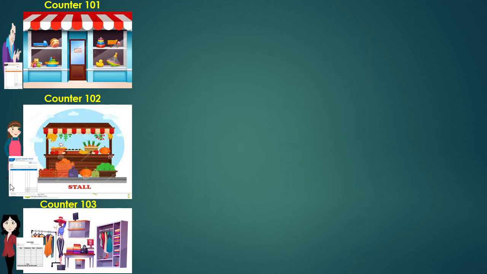Again, you can observe that this cash memo color is different for each counter. It is for easy identification. If it's a color blue, then we can easily identify that it belongs to the counter 102. Or if the color is black, we can easily identify that it belongs to the counter 103. For that purpose, the colors of cash memo are differently printed.